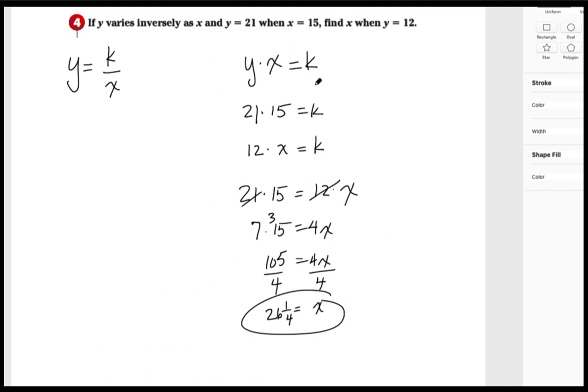So what I want you to notice is that here, we didn't even stop to figure out what k was. And sometimes we don't. We didn't do that in the last example. We just used a relationship that we were given and made an equivalent relationship so we could solve the problem.